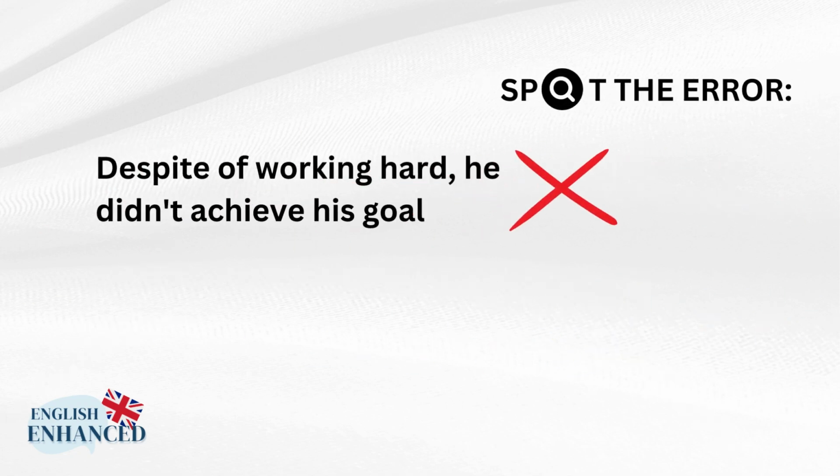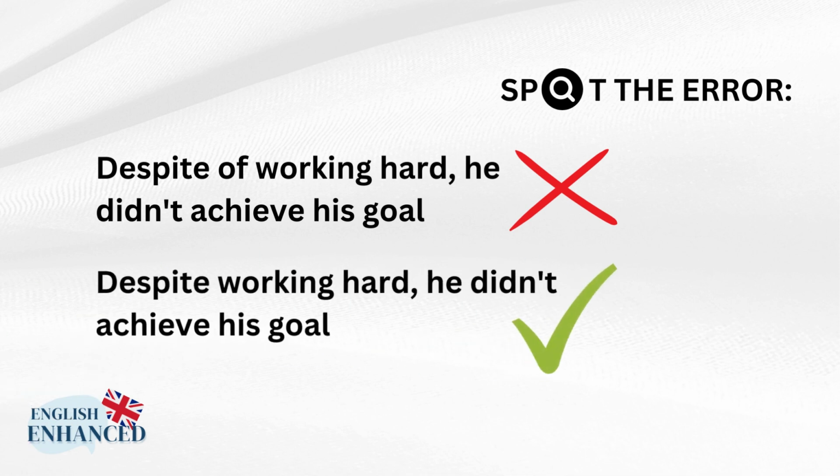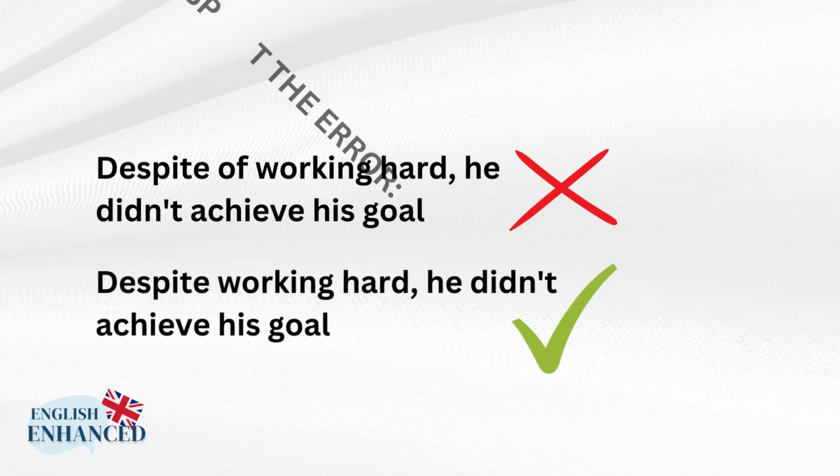Okay, another long one again. So despite of working hard, he didn't achieve his goal. And the correct version would be, despite working hard, he didn't achieve his goal. So the use of despite alone is enough to convey the intended meaning, and using of and despite together is considered non-standard and should generally be avoided in formal writing in standard English.